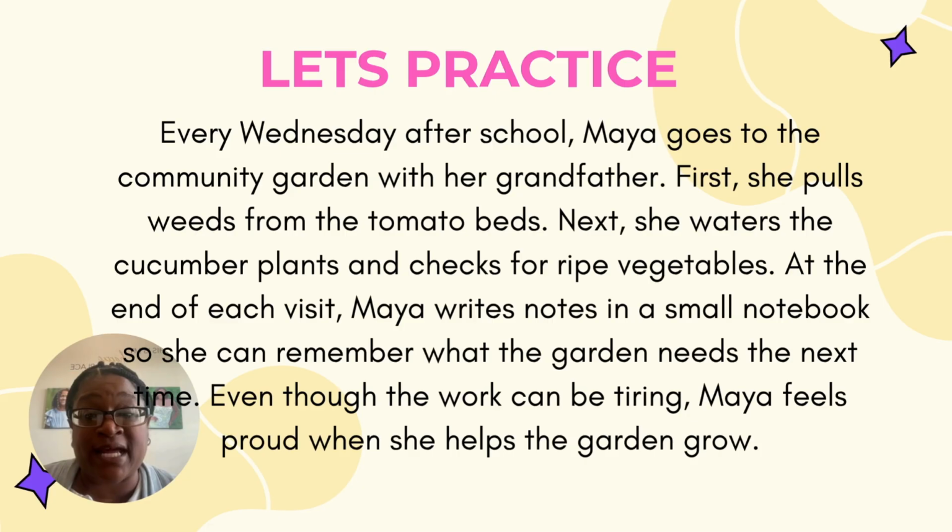So every Wednesday after school, Maya goes to the community garden with her grandfather. First, she pulls weeds from the tomato beds. Next, she waters the cucumber plants and checks for ripe vegetables. At the end of each visit, Maya writes notes in a small notebook so that she can remember what the garden needs the next time. Even though the work can be tiring, Maya feels proud when she helps the garden grow.